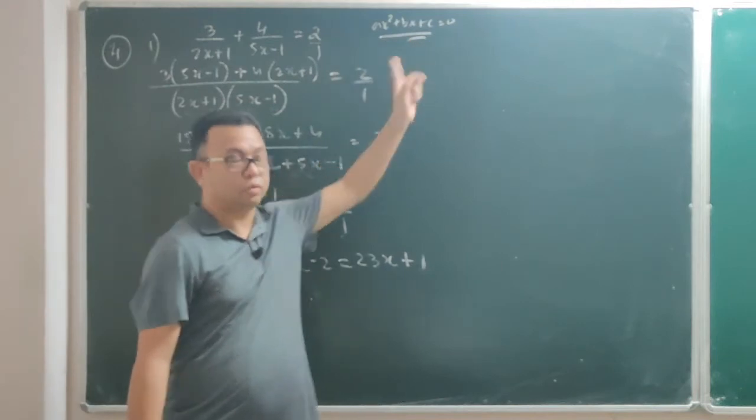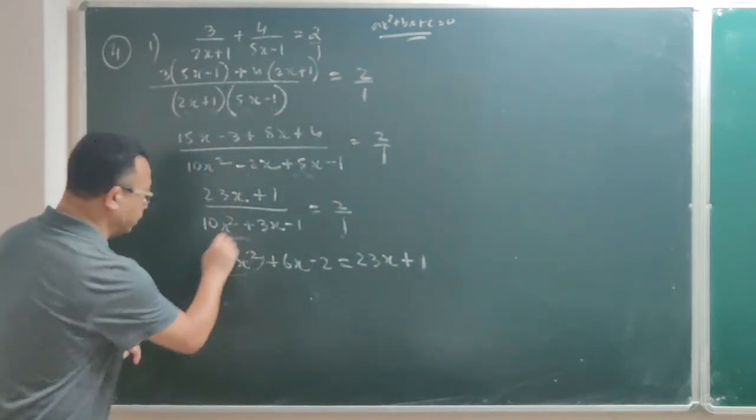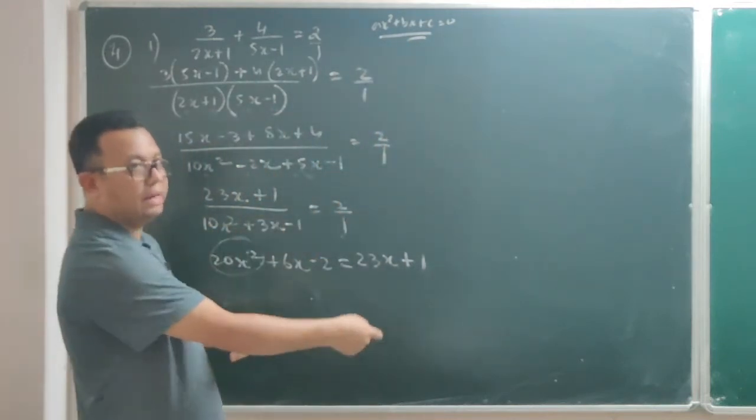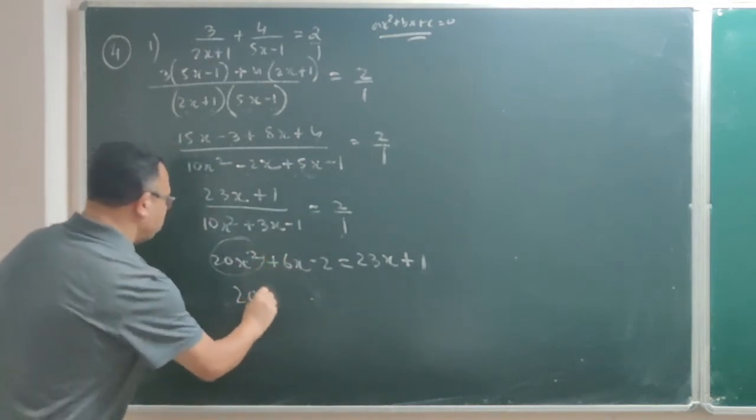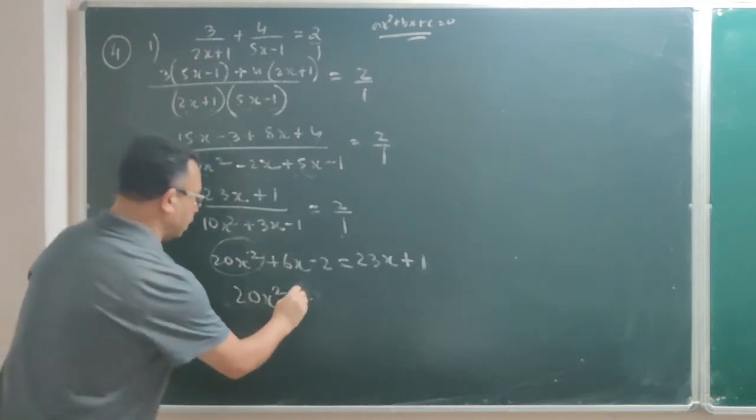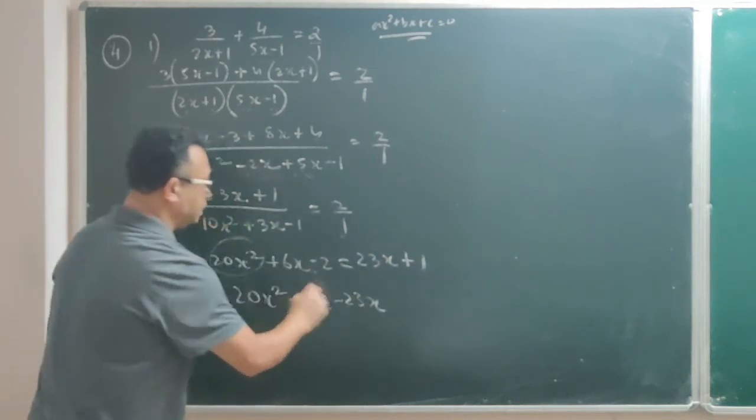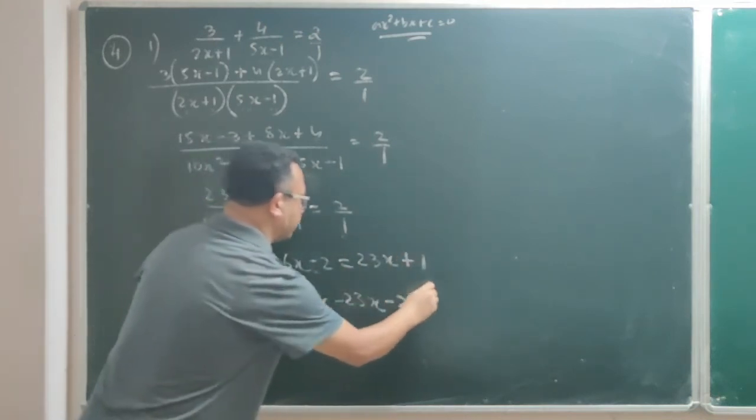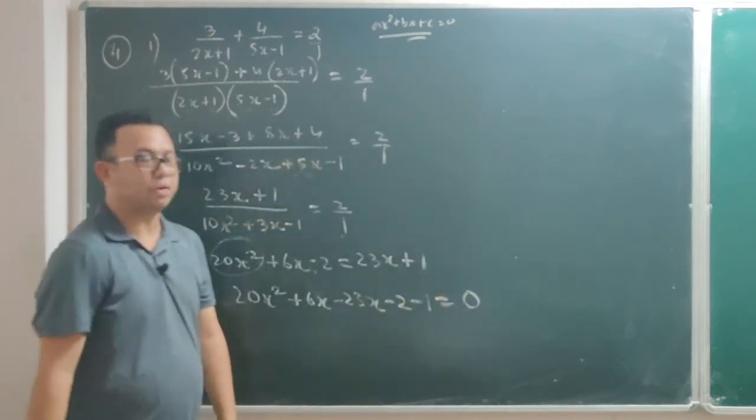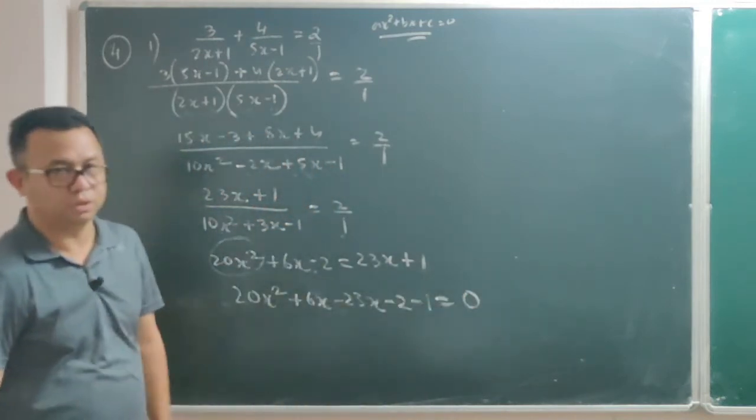I have to get x square, so first I have to arrange x square. It is here already. Then I have to arrange x, then the numbers. Let's arrange 20x square, then you have here plus 6x, bring that 23, this side will be minus 23x, and this side already minus 2, bring that plus 1 also this side, and then since it is a quadratic equation I have to write equal to 0.